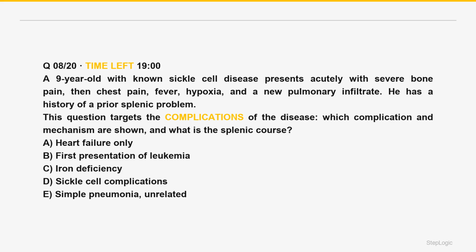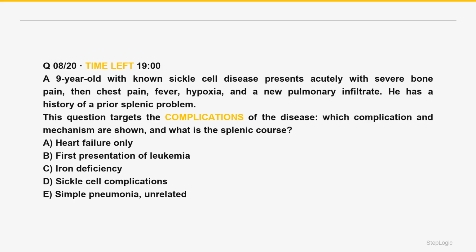This question targets the complications of the disease: which complication and mechanism are shown, and what is the splenic course. A 9-year-old with known sickle cell disease presents acutely with severe bone pain, then chest pain, fever, hypoxia, and a new pulmonary infiltrate. He has a history of a prior splenic problem. Read the command. Which complication, mechanism, and splenic course?